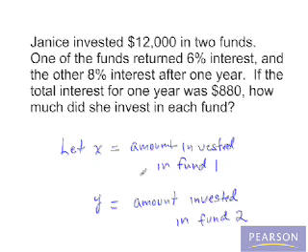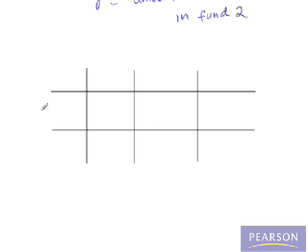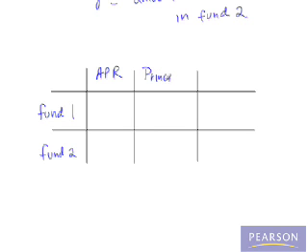And again, we're going to construct a chart here to help us organize the data. In our chart, let's label our two rows Fund 1 and Fund 2. And we have the APR, or the interest rate. We have the principal, or how much was invested. And then we also have the amount of interest accrued.